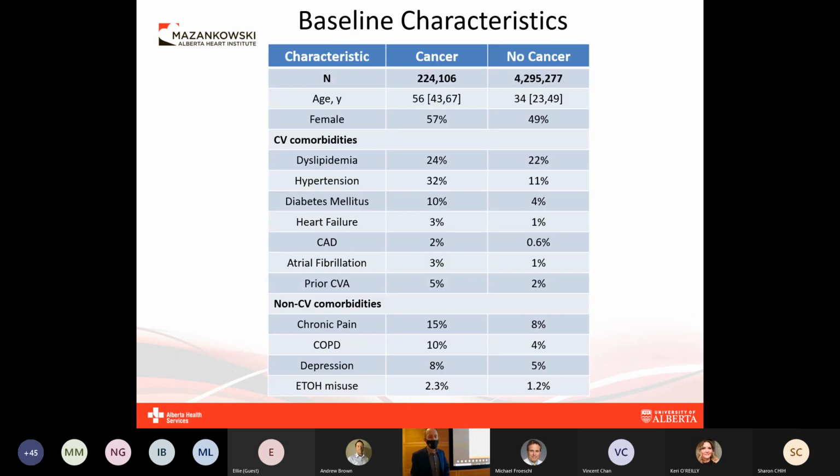And so this is the table showing the number of patients. A pretty impressive number, much higher than the MRI studies I'm used to doing, where we have 100 patients. So we had 200,000 patients with cancer and 4.3 million patients without cancer. You can see that, not surprisingly, the no cancer group was younger and had fewer cardiovascular comorbidities, which isn't surprising based on some of the earlier data that I showed you.